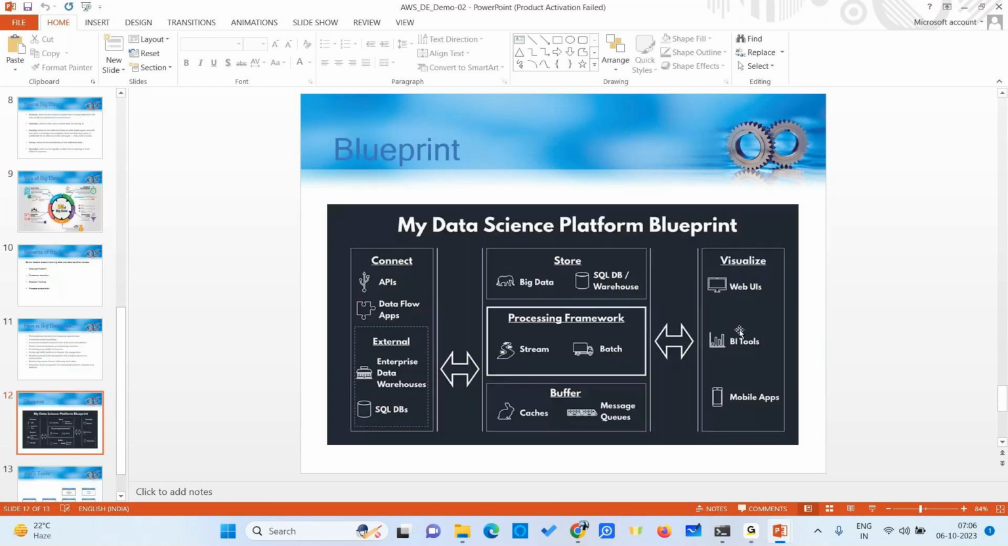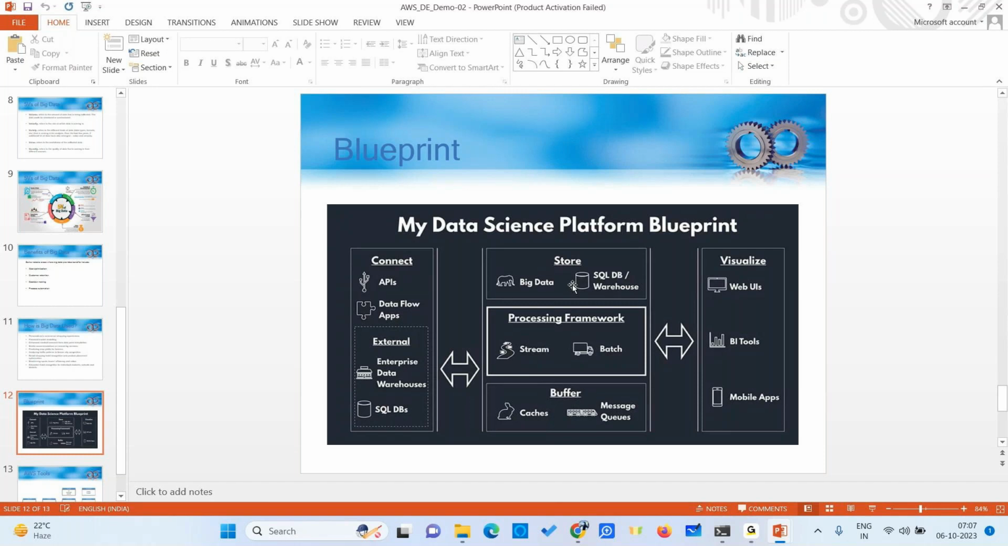And this is the blueprint of a data science platform that we discussed yesterday, that has mainly three stages: the connect stage, storage, and then visualize. In storage here we have processing framework, store layer, and then buffer layer. So this is a very important one.